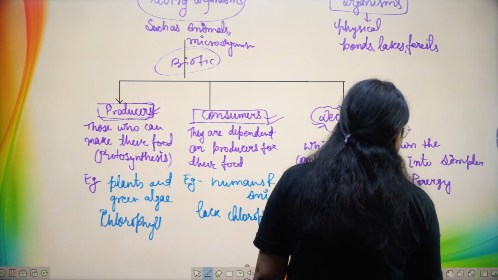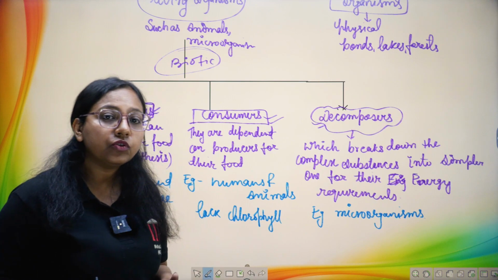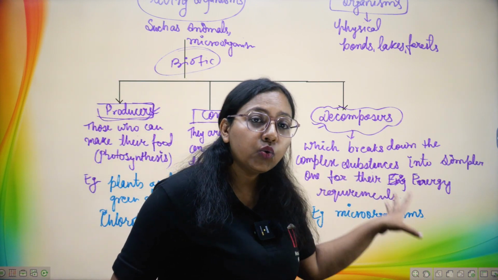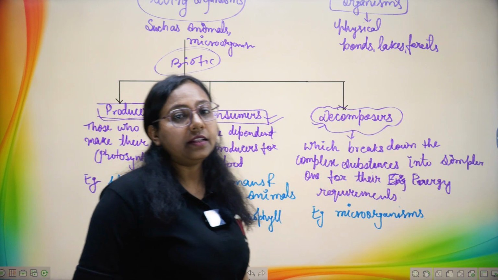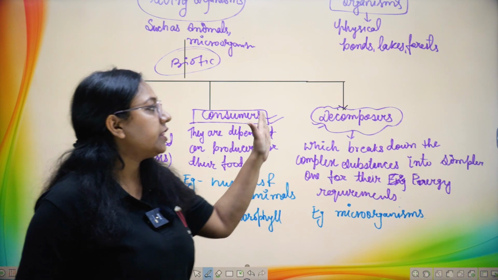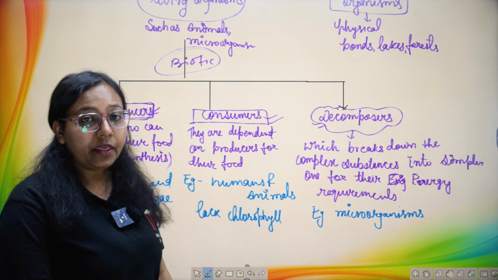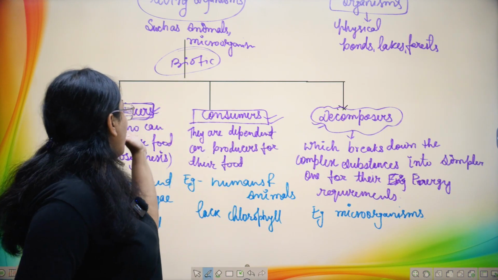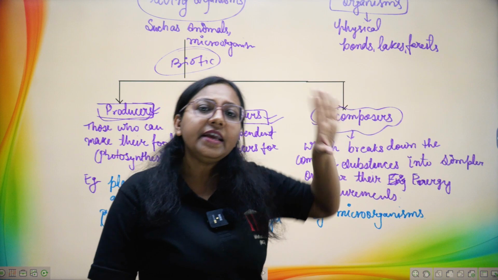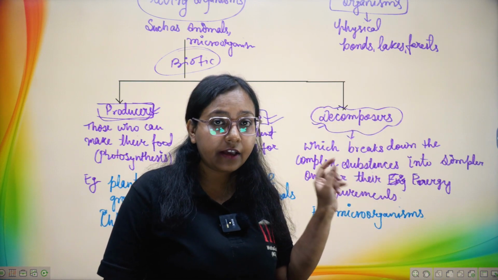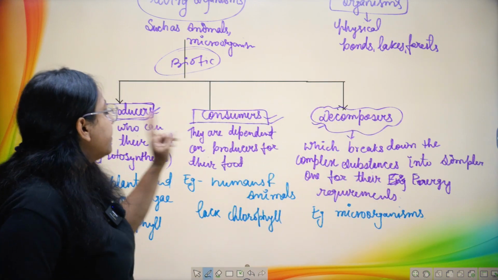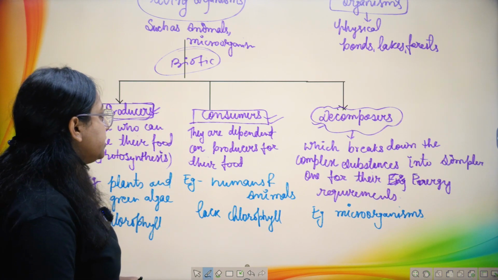Whichever microorganisms we hear about, those are decomposers, because they get their energy through breaking down organic substances. Whichever organic substances are there, they will break them down, and only then will they get their energy from there. They are not dependent upon autotrophs or producers, or maybe indirectly they are dependent upon the producers only, but they are not dependent upon the consumers, right?